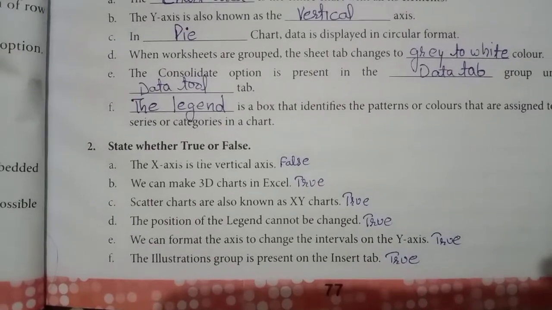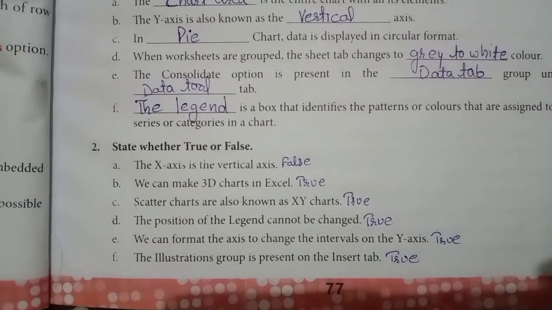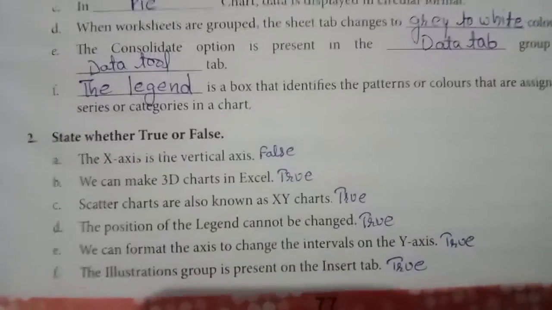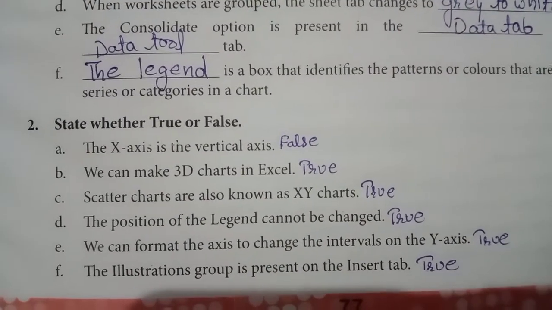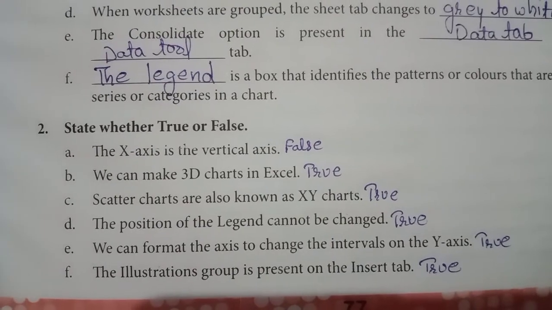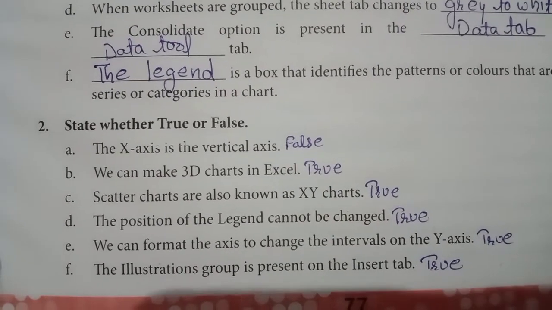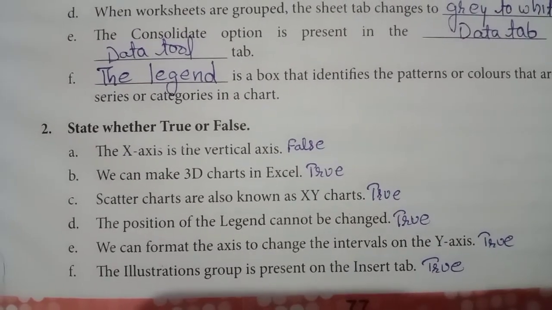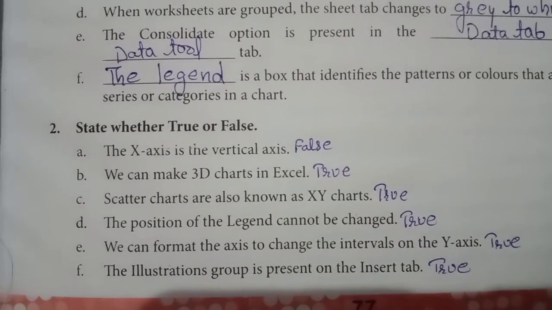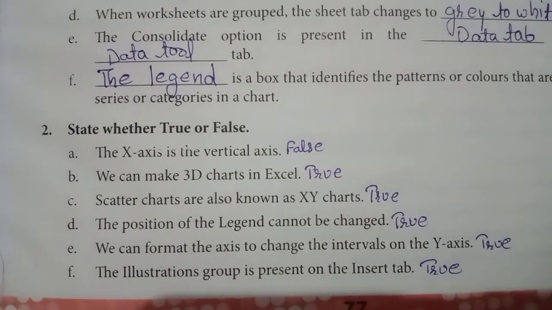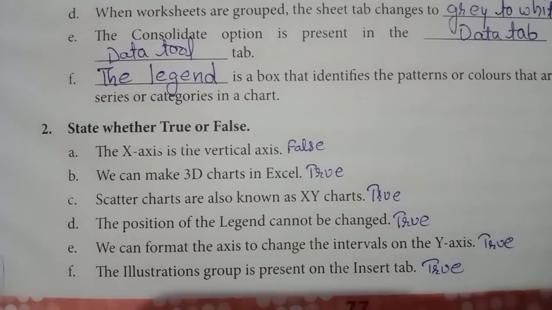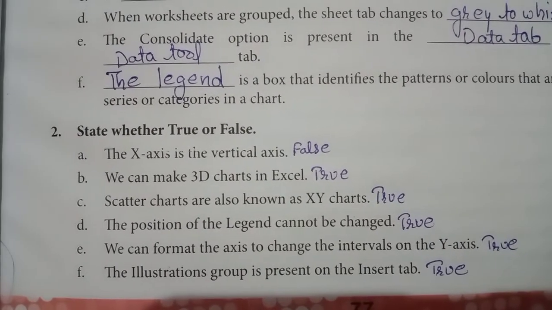Now moving forward to do the true and false, you have to write the question like this: state whether true or false. So what you need to do is write down all the true and false. The x-axis is a vertical axis. This one is false. We can make a 3D chart in Excel. True. Scatter charts are also known as XY charts. Absolutely correct.